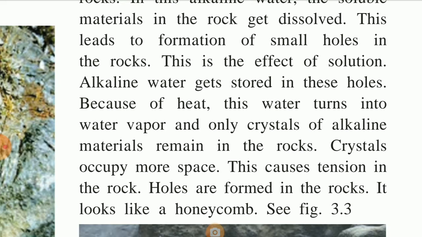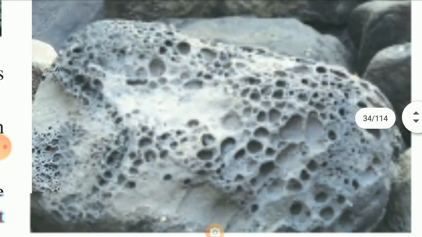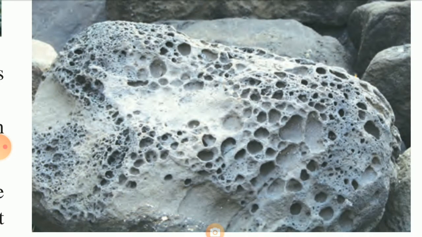Crystals occupy more space. So like the ice, these also require more space. This causes tension in the rock. Holes are formed in the rocks. So small holes become bigger holes. It looks like a honeycomb. Exactly in this way, my dear student, the holes are created and the holes become gradually bigger and bigger because of alkaline water. So this is also a part of weathering.